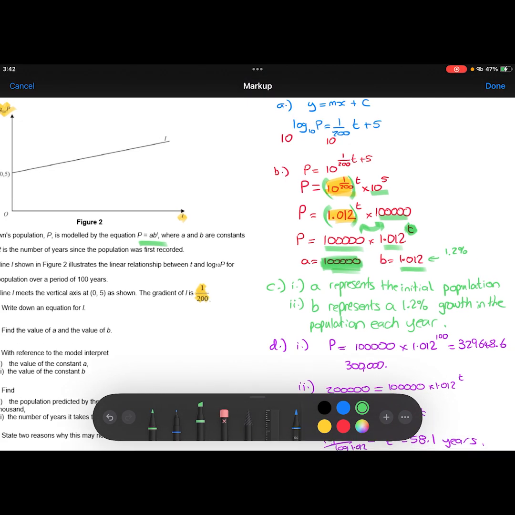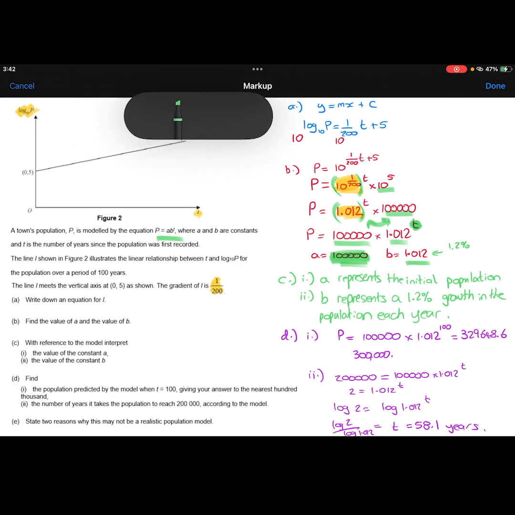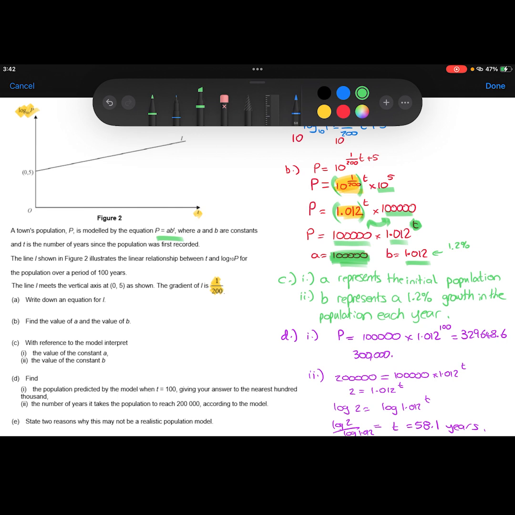Part D says to find the population predicted by the model when t is 100. So I've just taken my equation from here and I've substituted 100 in instead of the t. And that gave me 329,648.6. And we were told to give our population to the nearest 100,000. So I've said it's 300,000.